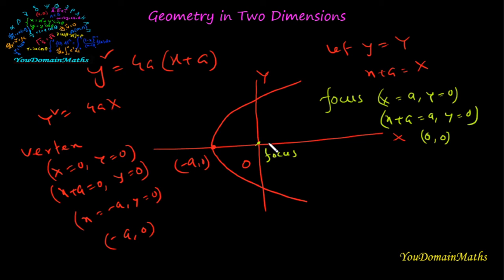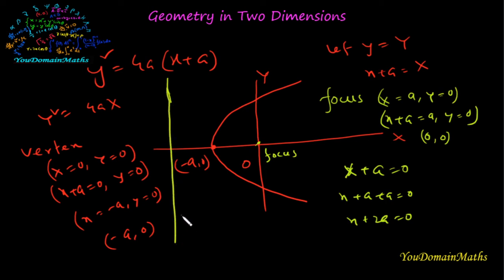And when we find the directrix of this parabola, then we will see that capital X plus a equal to 0 is the directrix. Then putting the values, x plus a equal to 0, that means x plus twice a equal to 0. This is the equation of the directrix. So this is the directrix: x plus twice a.